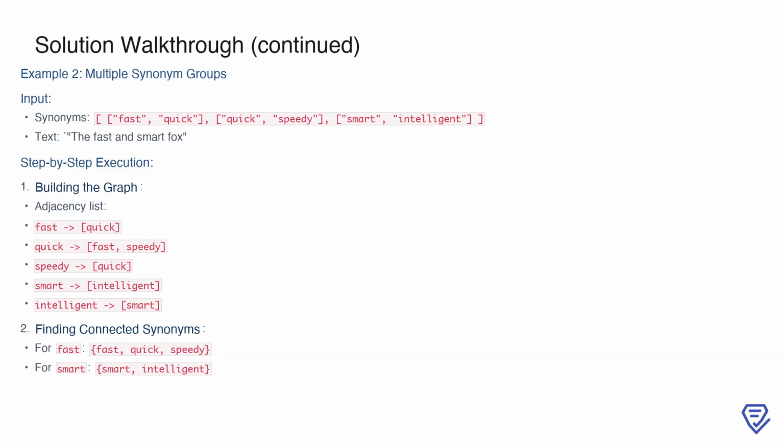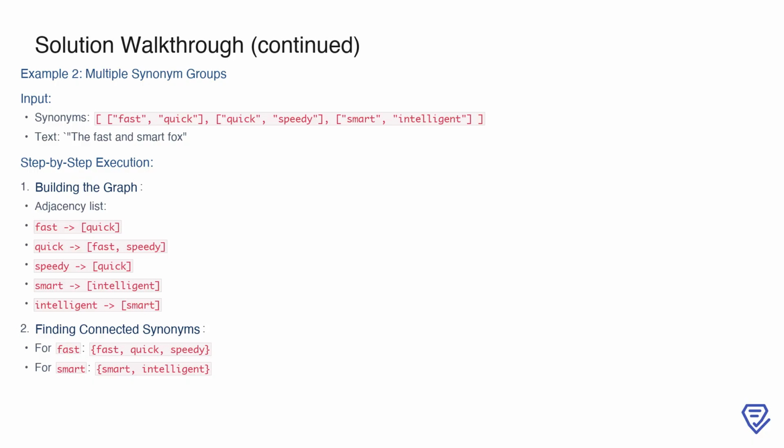In this second example, we are working with multiple groups of synonyms, which makes the problem slightly more complex. The input provides two separate groups, one connecting fast, quick, and speedy, and another connecting smart and intelligent. The sentence to process is "the fast and smart fox." As before, we start by building the graph. Using the synonym pairs, we create an adjacency list where fast is linked to quick, quick is linked to both fast and speedy, and speedy is linked back to quick. Similarly, smart is connected to intelligent, and intelligent is connected back to smart.